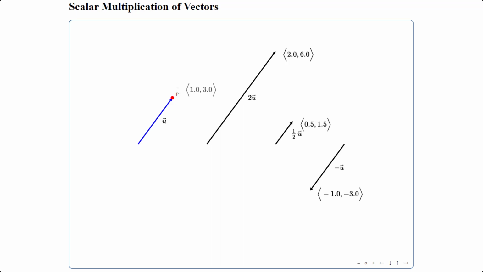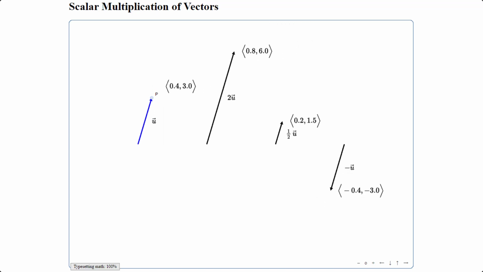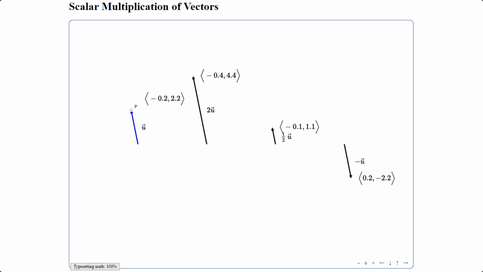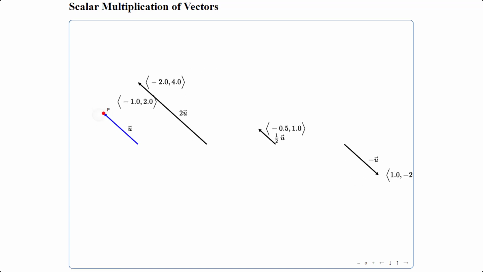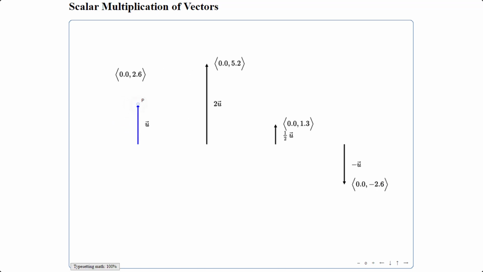And no matter where you move the point P, that same relationship always holds. 2u is always double the length of vector u, but still in the same direction. Same thing for 1/2 u. It's always half the length, just in the same direction. And then negative u is opposite in direction, but the same length. So scalar multiplication only affects the length of the vector and not its direction.